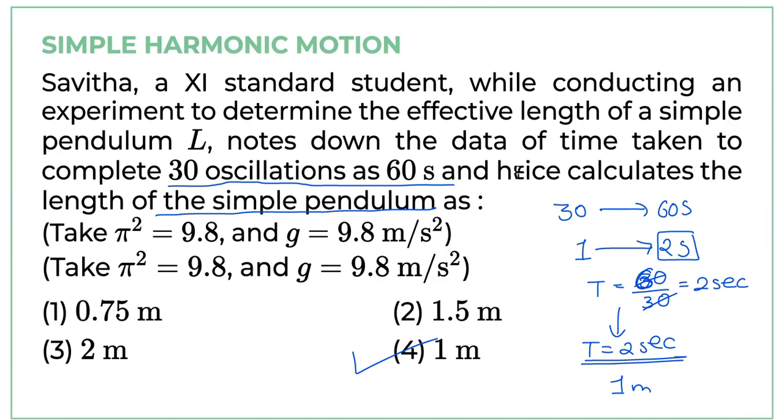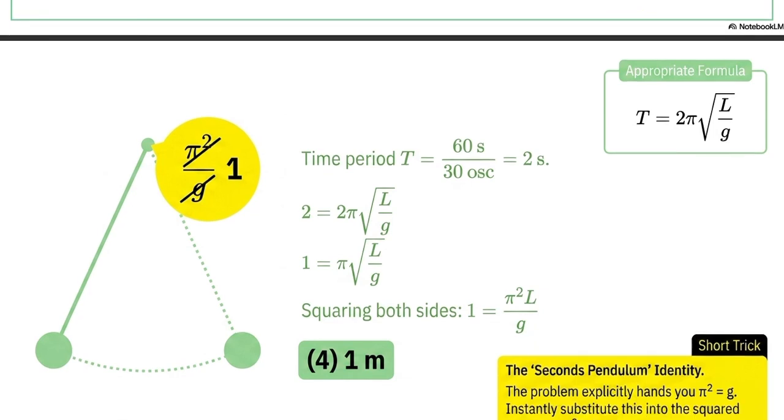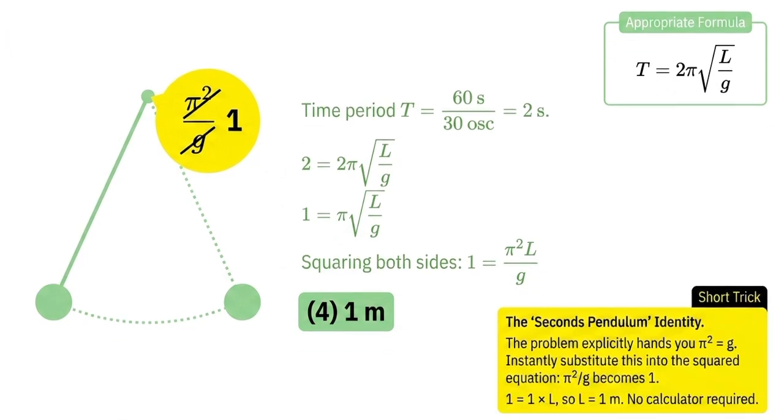But if you want to solve by using the formula, then also it is very easy to solve. So we have the formula of time period: T is equal to 2 pi root of L by g. So the time period is given, which is 2, is equal to 2 into pi, then root of L, which we have to find out, and g is actually given to be 9.8.